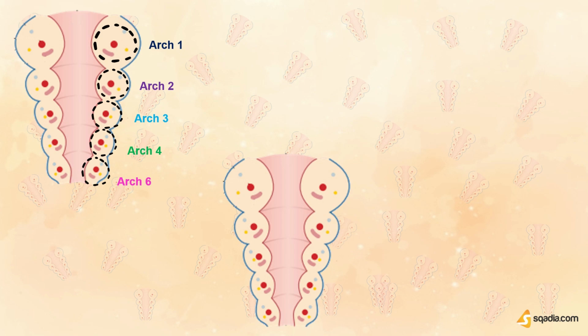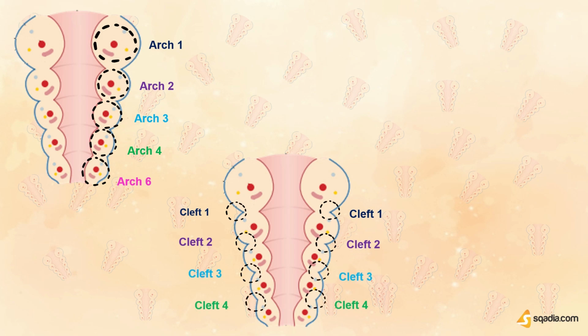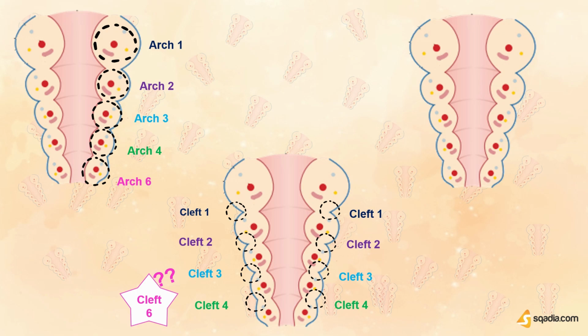Now, let's discuss the location of the pharyngeal clefts and the pouches. This is the location of Pharyngeal Cleft 1, Pharyngeal Cleft 2, Pharyngeal Cleft 3, and Pharyngeal Cleft 4. But where is the location of Pharyngeal Cleft 6? We will discuss it later, in detail. Now, this is the location of Pharyngeal Pouch 1, Pharyngeal Pouch 2, Pharyngeal Pouch 3, and Pharyngeal Pouch 4. But where is the location of Pharyngeal Pouch 6? You will get to know these later in this video.